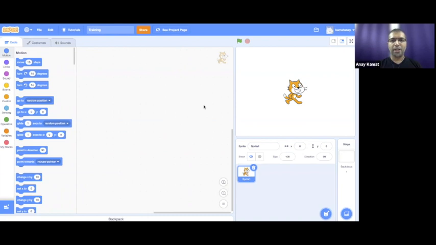So to start with, you must be comfortable with the Scratch interface by now. I'm assuming all of you must have gone through the Scratch introductory videos earlier. So this is the part where we move to the actual work.